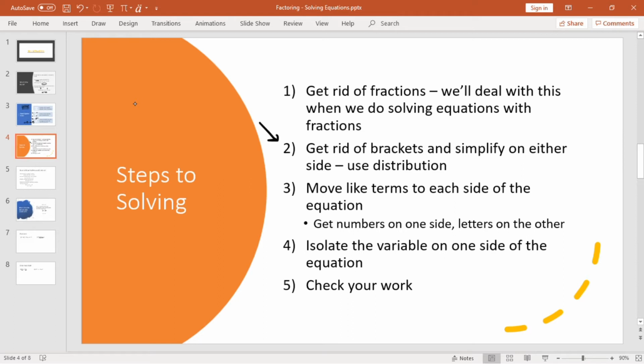Get rid of brackets and simplify on either side. So you're going to use your distribution that you learned to undo your brackets, and then you can start to move things around. You're going to gather your numbers on one side, and you're going to gather your x's on the other side, and it can be either way around. So numbers on one side, variables on the other. And then you're going to get rid of anything that's in front of your variable to create an x equals blank statement. And then you go back and check your work.